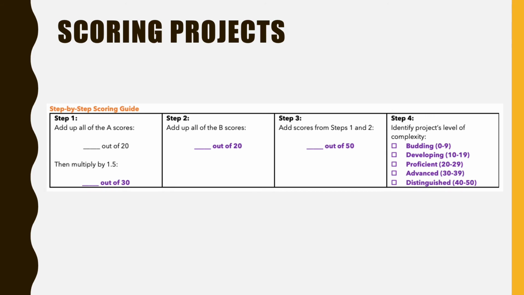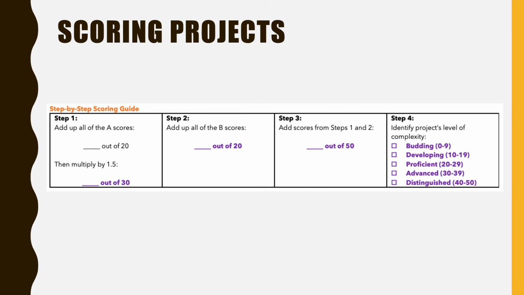Now that we've identified the scores for each of the 10 criteria, we can calculate the final score for the project. Scoring projects is a simple 4-step process. Step 1 is to add up all of the A scores and multiply this number by 1.5. This is the weighted score for programming concepts.